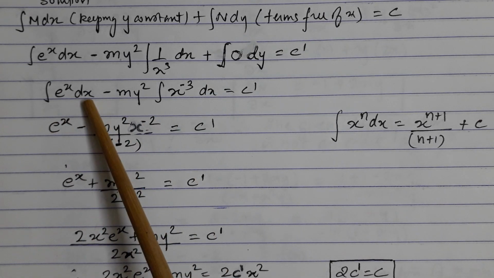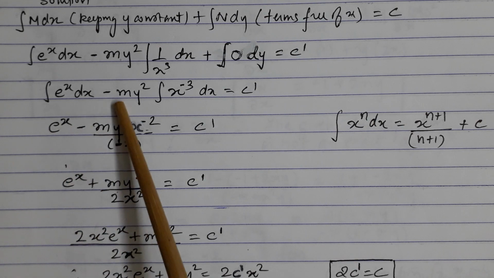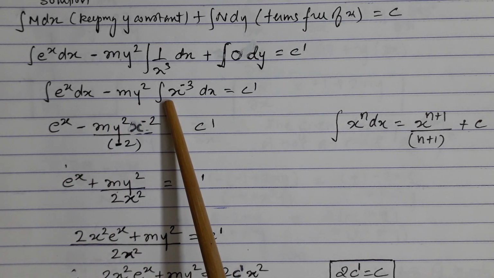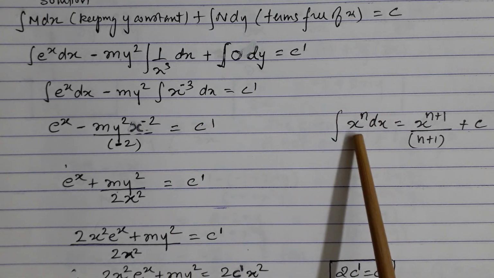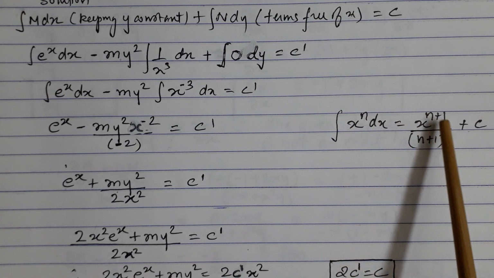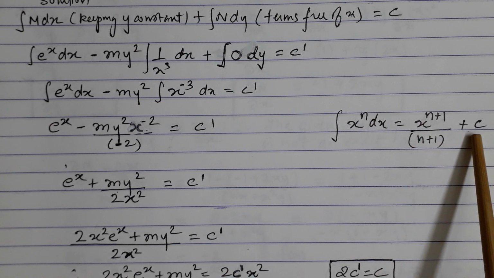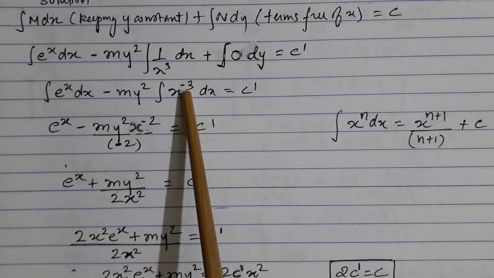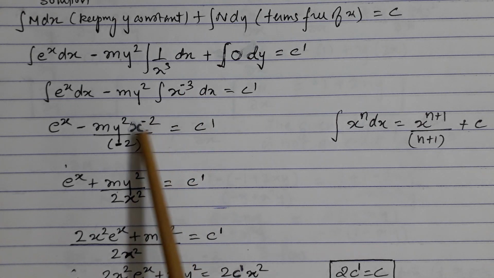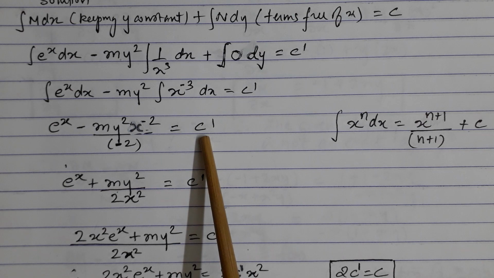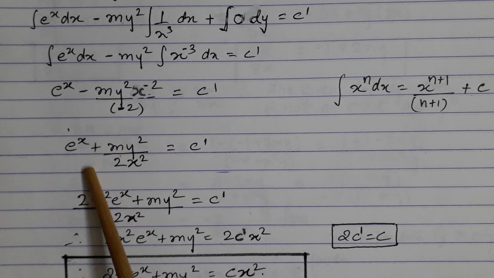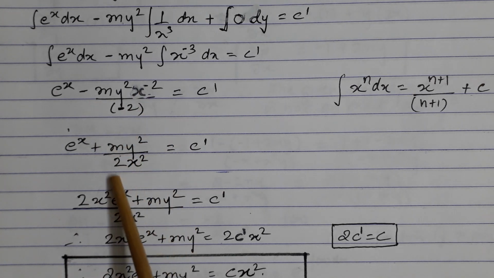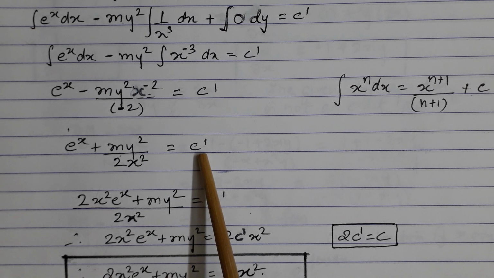Now integral of e raised to x dx is e raised to x minus my square, and integral of x raised to minus 3 dx, we can integrate this using the formula integral x raised to n dx is equal to x raised to n plus 1 upon n plus 1 plus c. Therefore integral of x raised to minus 3 dx is x raised to minus 2 upon minus 2, which is equal to c dash. Now we can write this as e raised to x plus my square upon 2x square, which is equal to c dash.